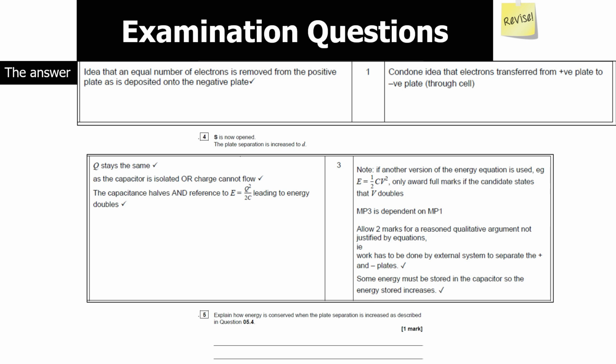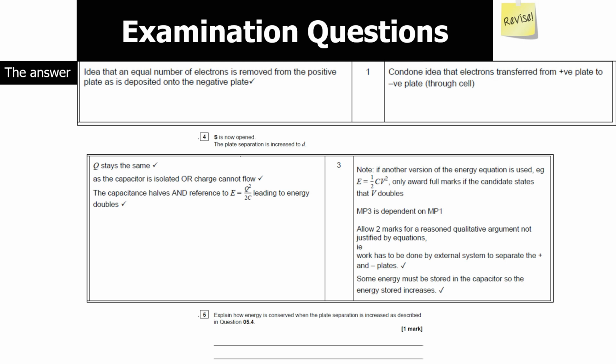You can even say this qualitatively, but you can't get enough marks for this. The idea that work has to be done on the capacitor, the external system, to separate out those plus and minus plates. So therefore energy must be stored in the capacitor because we're putting energy into it to actually separate those two plates out. So we know that from the previous one that links into the equations.